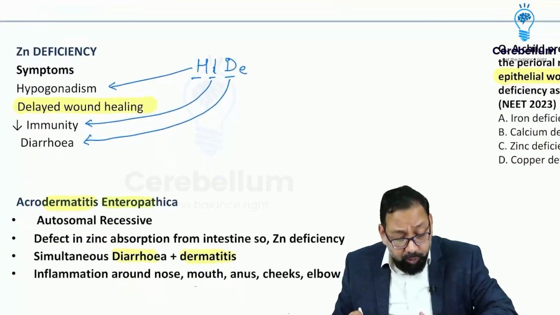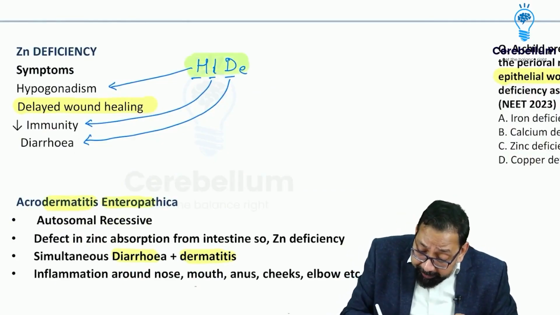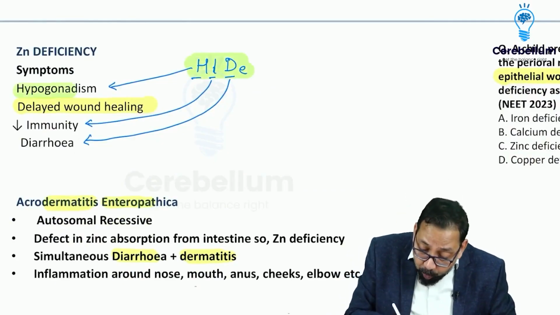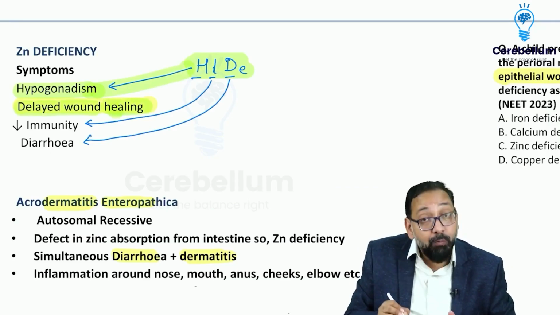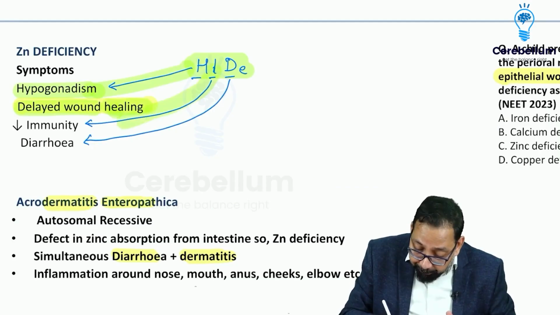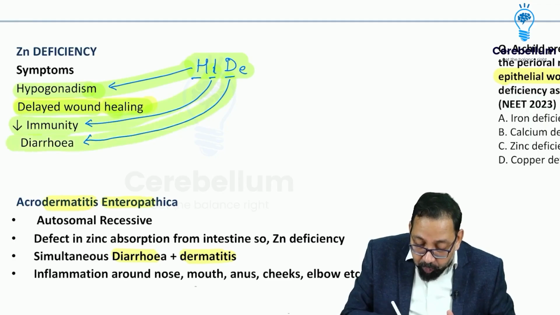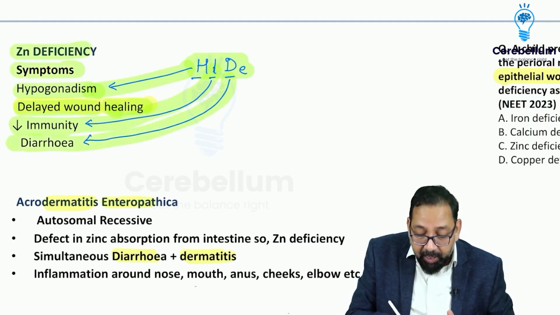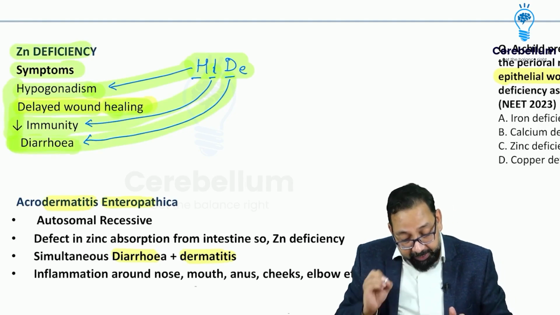Now we come to zinc deficiency. Symptoms have the mnemonic HHID: H for hypogonadism, H for healing, delayed or poor wound healing, I for immunity, decreased immunity, D for diarrhea. So in zinc deficiency, there are hypogonadism, delayed wound healing, decreased immunity, and diarrhea.